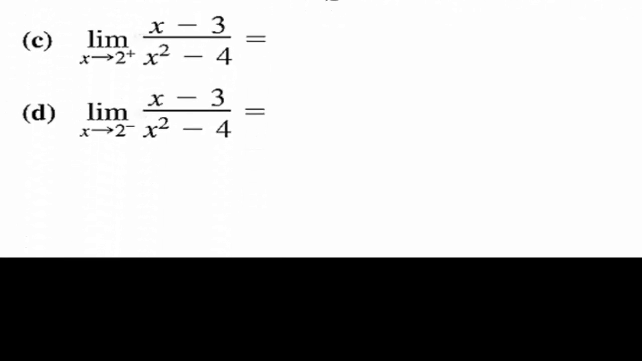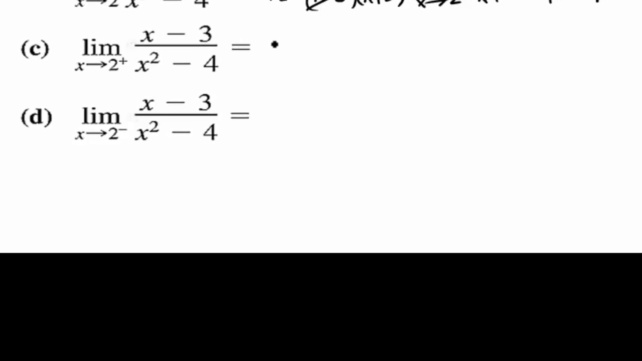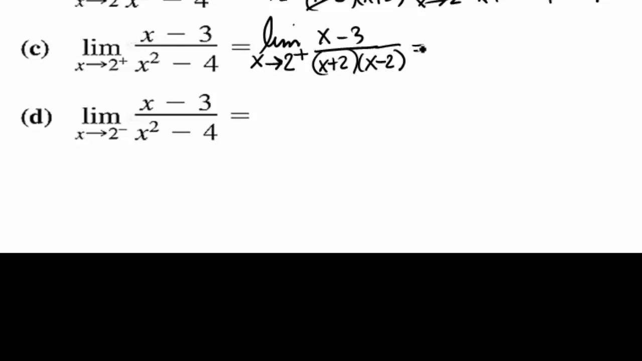Now let's see what happens in letter C. And go ahead and factor again the denominator. The limit of (x minus 3) divided by (x plus 2) times (x minus 2). We want to see how this rational function behaves as x approaches 2, but now we concentrate on the values of x that approach 2 from the right. Okay. Now notice here that we don't have a 0 over 0 situation, but indeed the denominator becomes 0. So the question now is, will it be approaching positive infinity or negative infinity?